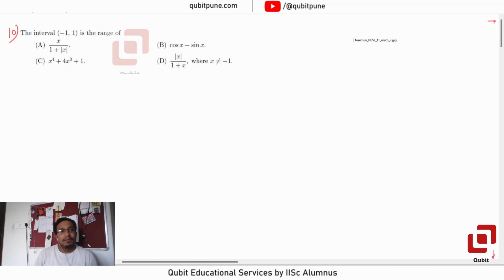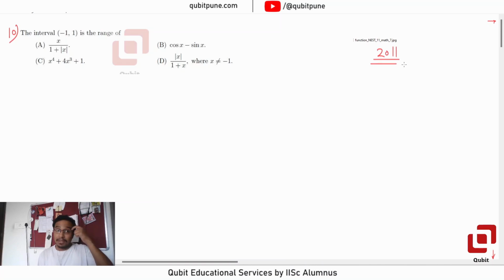The open interval -1 to 1 is the range of option A, x upon 1 plus mod x; option B, cos x minus sin x; option C, x raised to 4 plus 4x cubed plus 1; option D, mod of x upon 1 plus x, where x is not equal to -1. This is from NEST 2011.